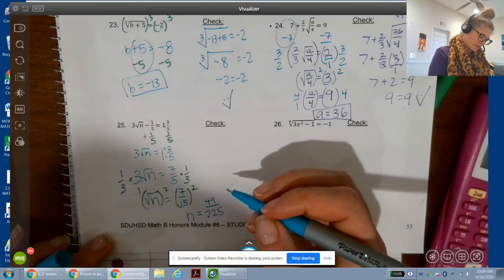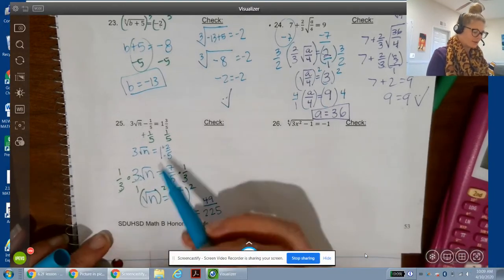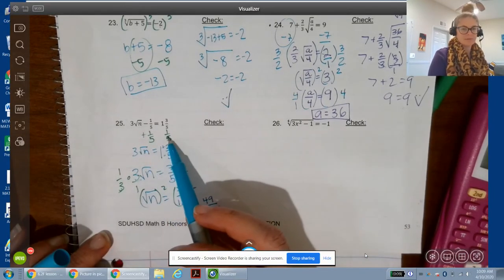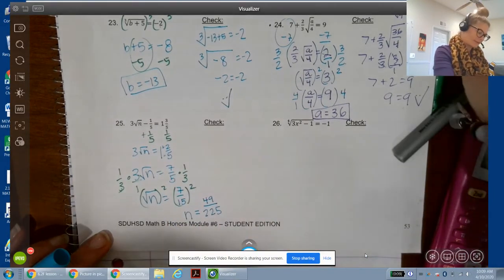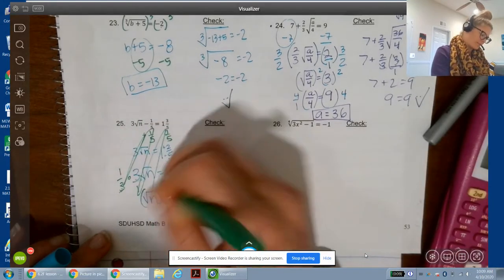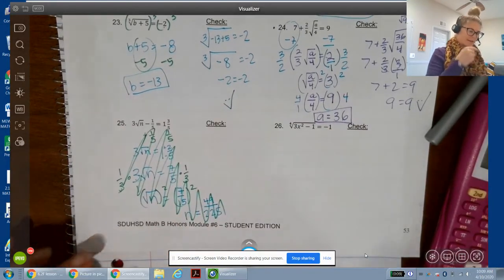My answer key is different. Oh, you guys, I should have added here and I subtracted. Whoops. Sorry about that. Hope you caught it before I did.